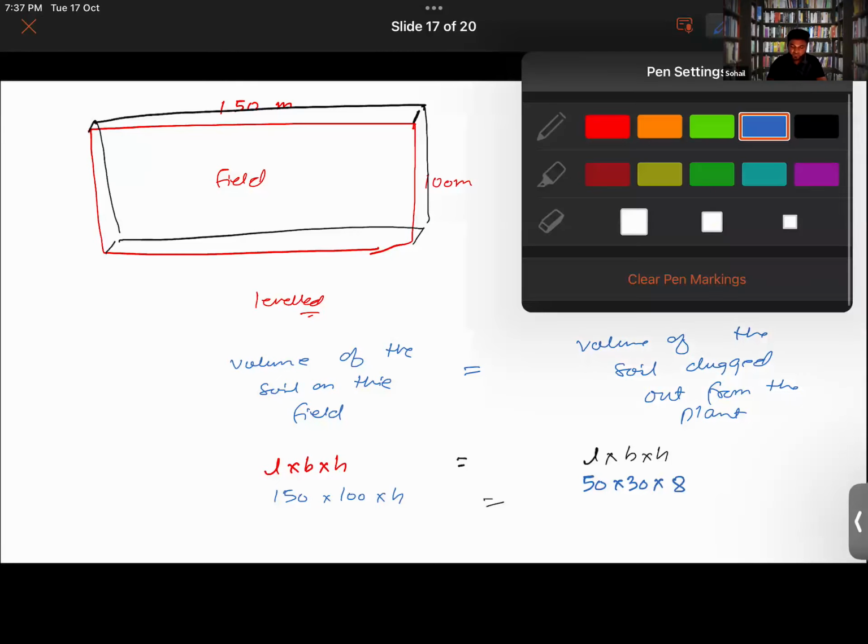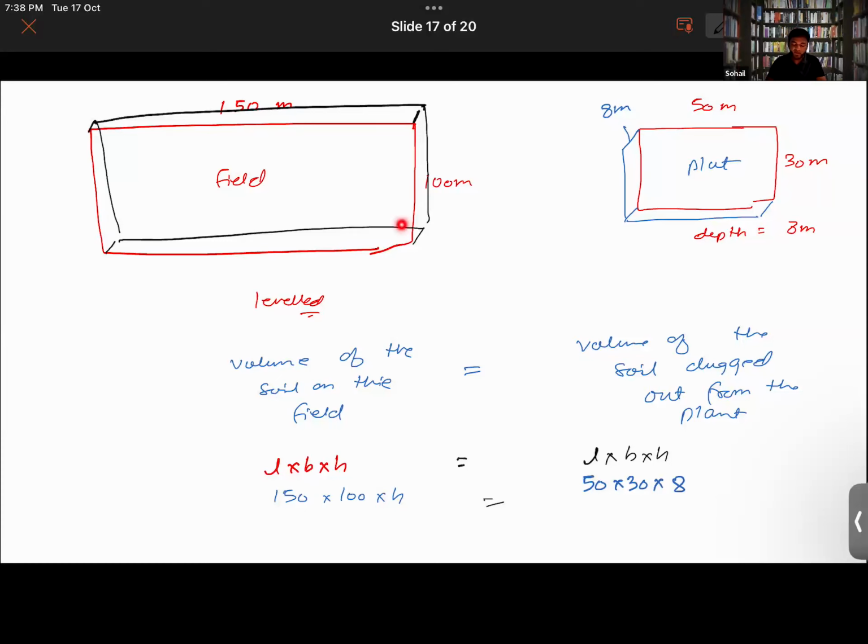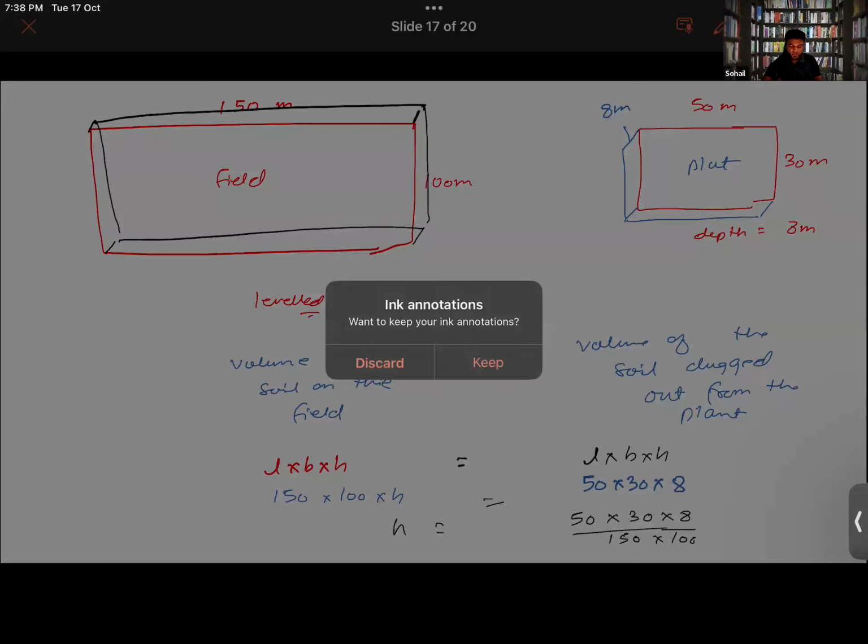The question is basically asking you to find the height of the elevation here, the height by which this field will increase. So height will be equal to 50 multiplied by 30 multiplied by 8 upon 150 into 100. Is it clear now? Getting it how we need to find it? Yes, sir. So that was easy. Okay.